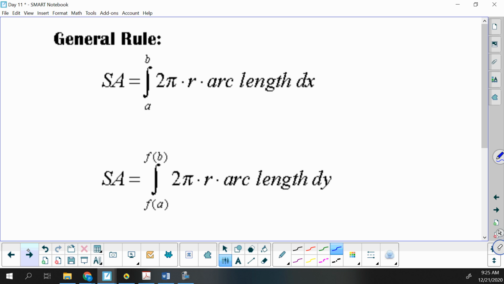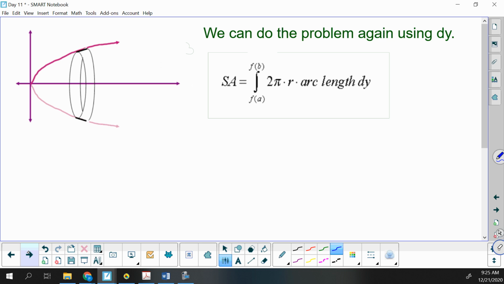So again, we can do these in terms of x or y. It doesn't matter. Just make sure you have consistency with your radius and your arc length setup when you're doing that. And then if you're going to do it in terms of y's, like the second one there, make sure your integral bounds are y values as opposed to x values. So just to give you an example of this, we're going to do the exact same problem that we just did and do it in terms of y's.